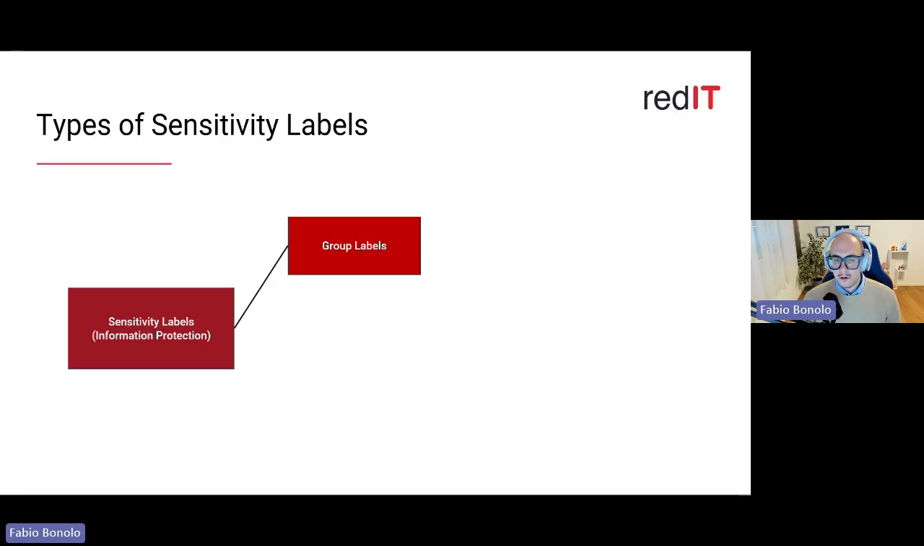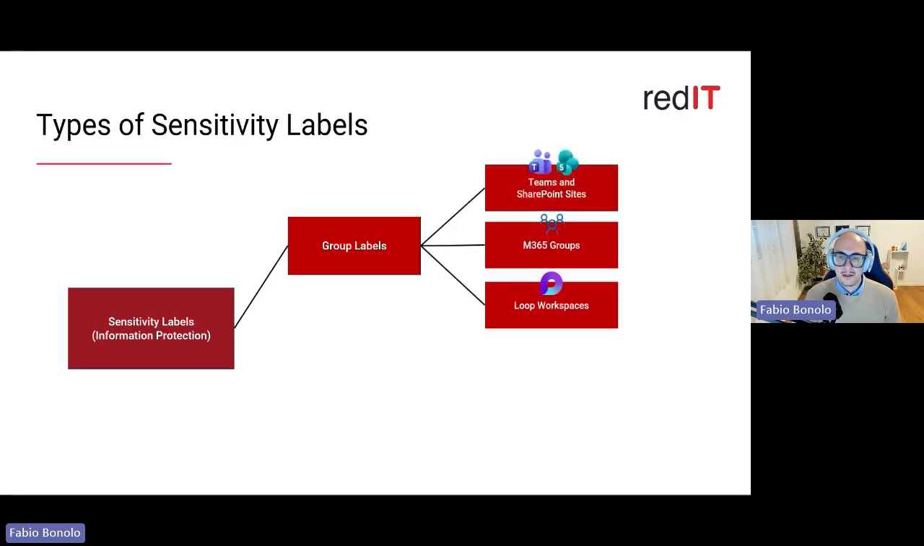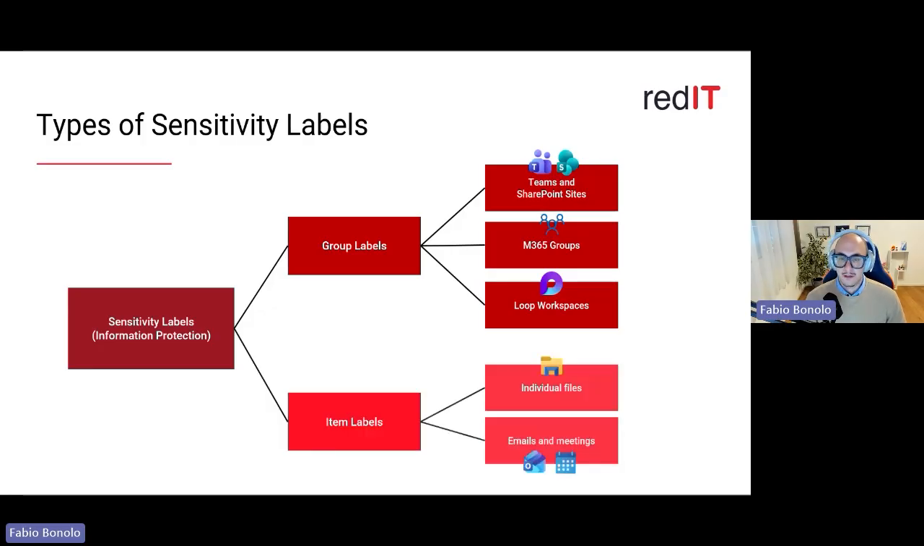And as the name already states, group labels can be applied to Teams and SharePoint sites, to Microsoft 365 groups, and as well to Loops workspaces. So everything that has to do with some sort of group or some sort of collaboration, these labels can be applied to these spaces. The second type of sensitivity label are the so-called item labels.